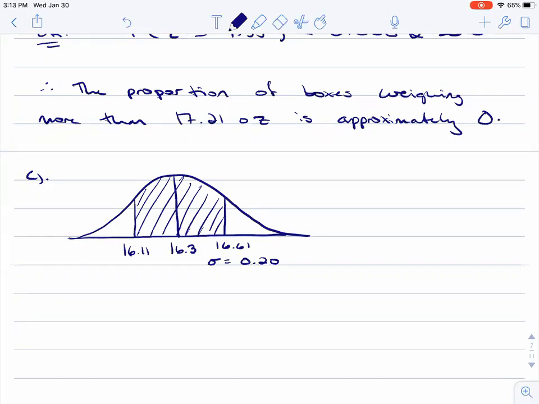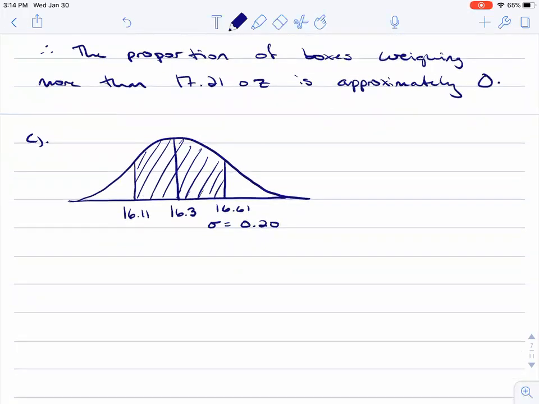Like I said, we're going to work with these individually. So I'm going to find a Z-score for 16.61 and use that Z-score to find the area to the left here, and I'm going to parking lot it. And then here I'm going to find the Z-score for 16.11, go to the Z table, find the area to the left. And then I can bring this bigger area back and subtract the smaller area. Just like that, I'll be done. Racing the clock. Okay, here we go.